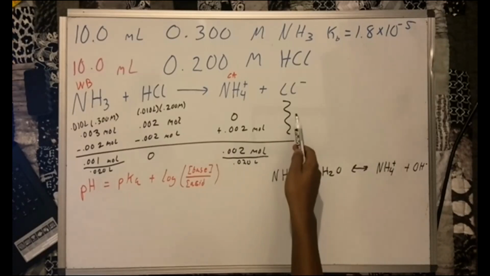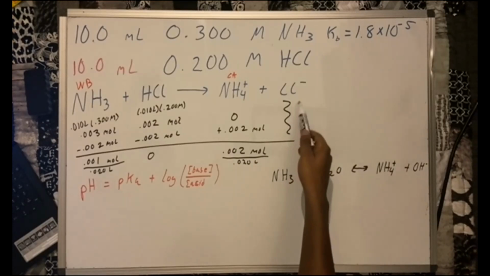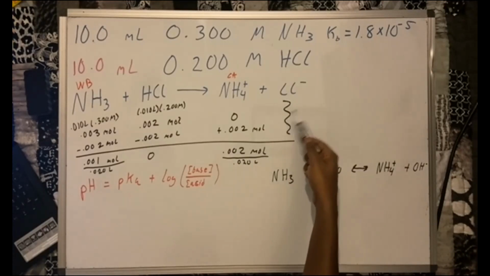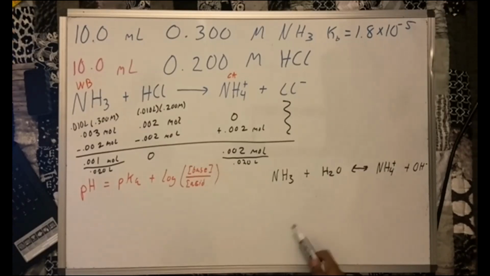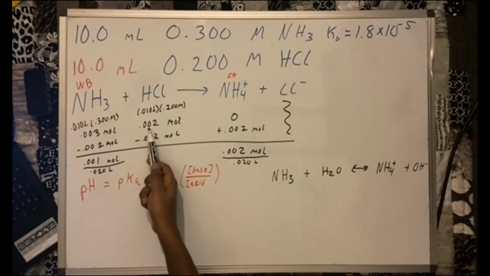So I crossed out Cl minus because it's like a spectator, essentially. I don't really care what's going on here, so I'm not worried about keeping track of how many moles. It doesn't show up anywhere else, right? So I don't care what's going on with Cl minus. And then I subtracted it on this side, yeah, because it's the smaller one.